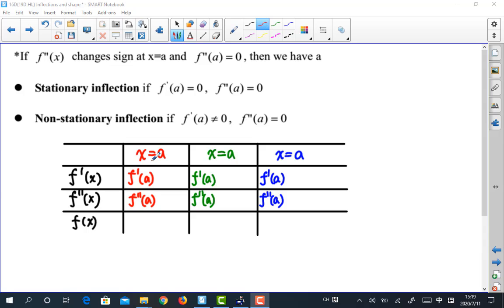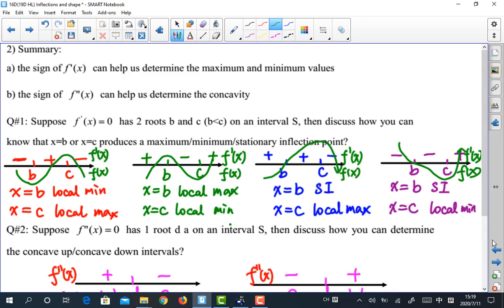So anyways, if x equals a can become a stationary inflection, you must have f prime a equals 0, f double prime a equals 0 as well. If x equals a is a local maximum or local minimum point, your f prime a must be 0, but your f double prime a is not 0. Of course, if you want to know whether this x equals a produces the local maximum or local minimum, then you need to apply the summary we did here.